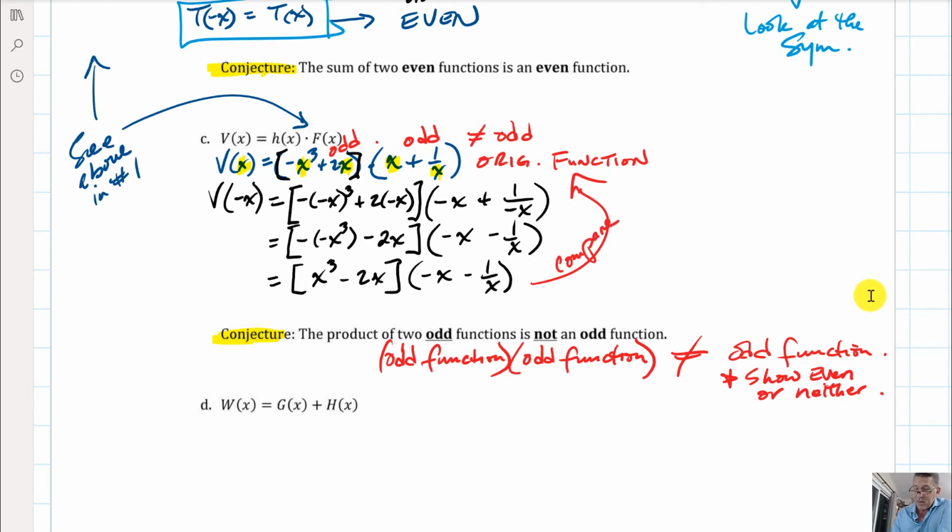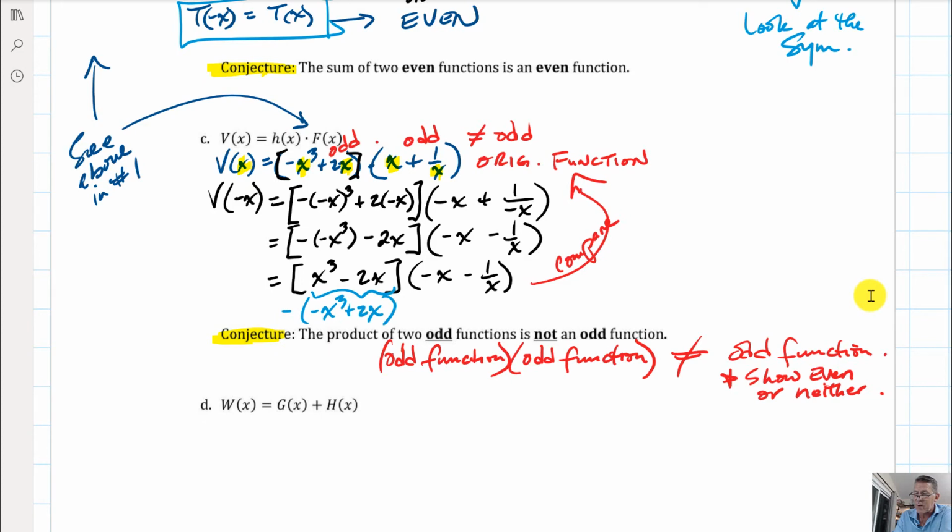Now, negative x cubed plus 2x is different. And notice x plus 1 over x is different than negative x minus 1 over x. And notice that those are opposites right there. In fact, both equations are opposites. Holy cow, they're both opposites. All right, so this portion here is the opposite of the original function. So we can say that it's the opposite of that function, which is negative x cubed plus 2x.